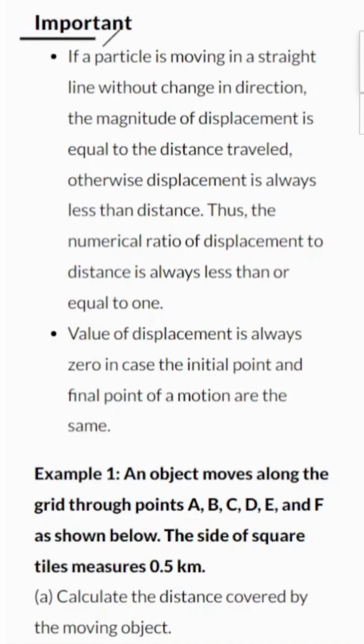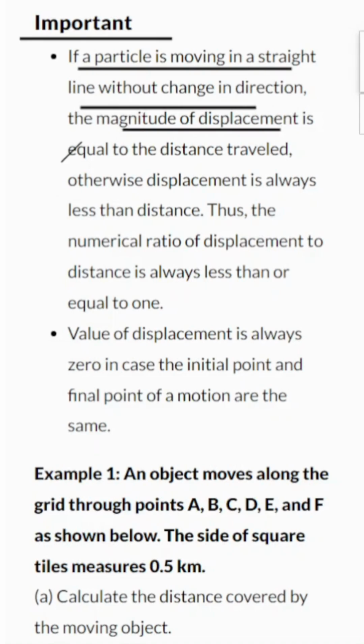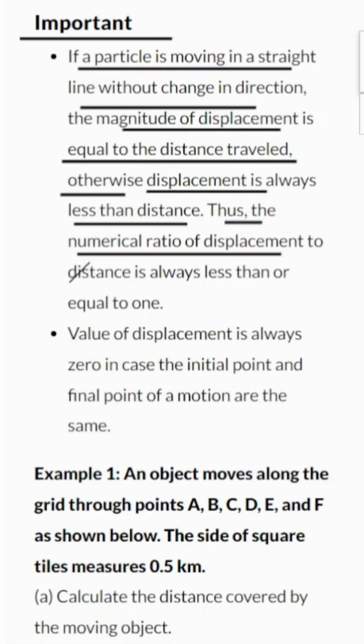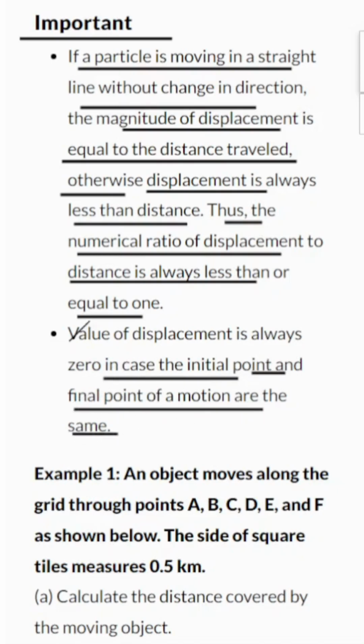Here are some important points to consider. When an object moves in a straight line without changing direction, the displacement, change in position, is equal to the distance it travels because it's going in a straight line. However, when there's any change in direction, the displacement is always shorter than the total distance traveled, as it takes the shortest path. So, the ratio of displacement to distance is always less than or equal to 1. If an object starts and ends at the same point, the displacement is zero because there's no net change in position.